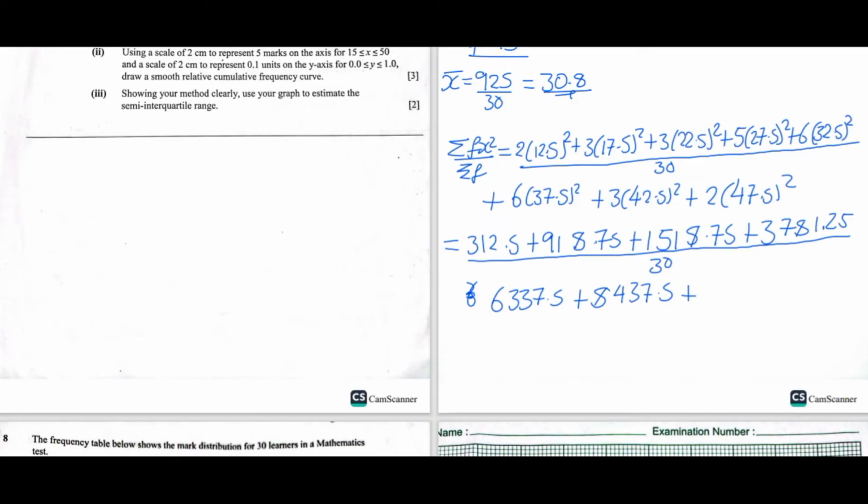Plus 3 times 42.5 squared. So I'm getting 5,418.75, then plus the last one is 47.5 raised to the power 2. So I'm getting 4,512.5. Then let's add the numerator.